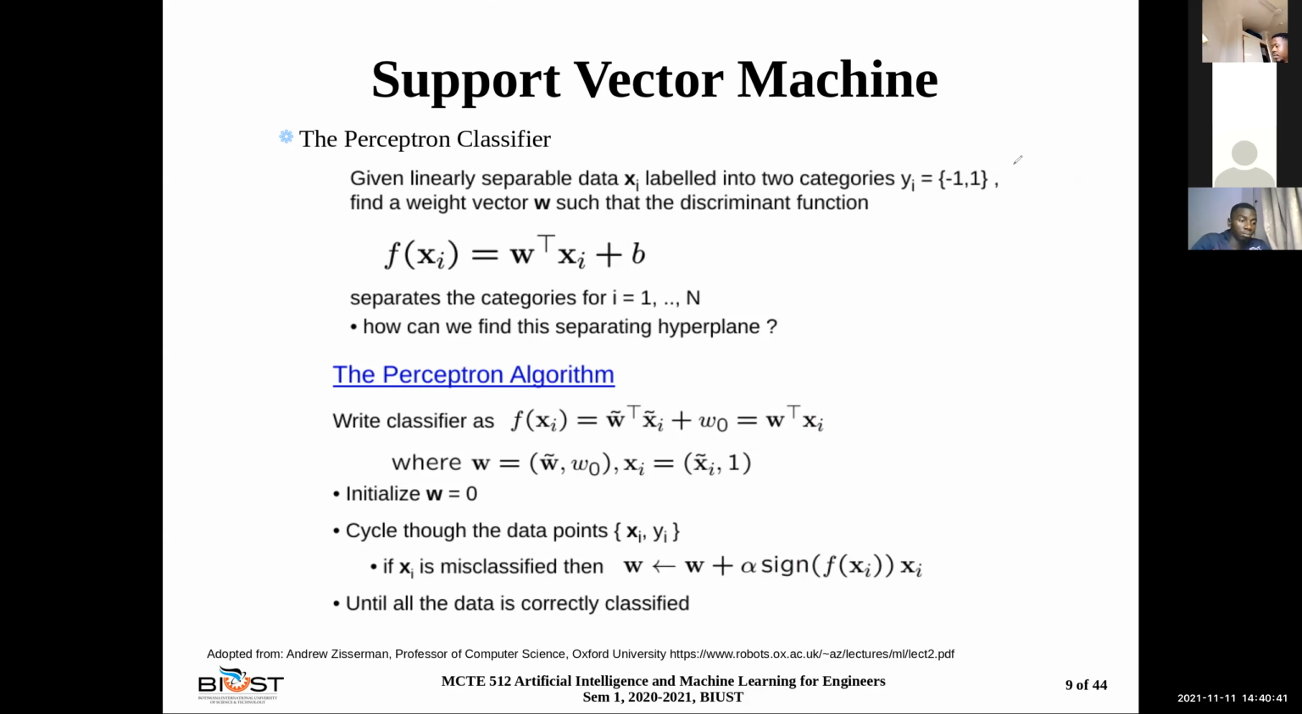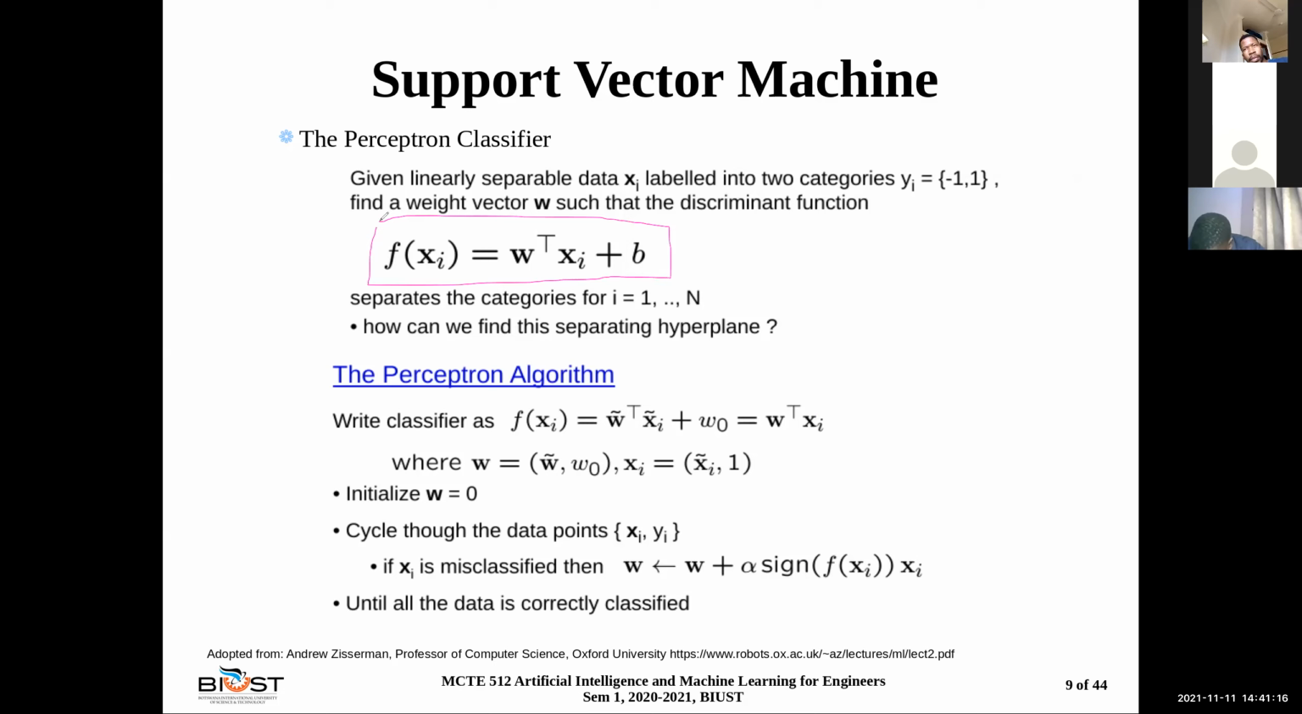So given that it is linearly separable, and the categories are minus 1 and 1, so there's a classification. We find a weight w such that the discriminant function f of x, w transpose xi plus b, separates. That means that this function f of x can separate linearly those clusters that we have shown.